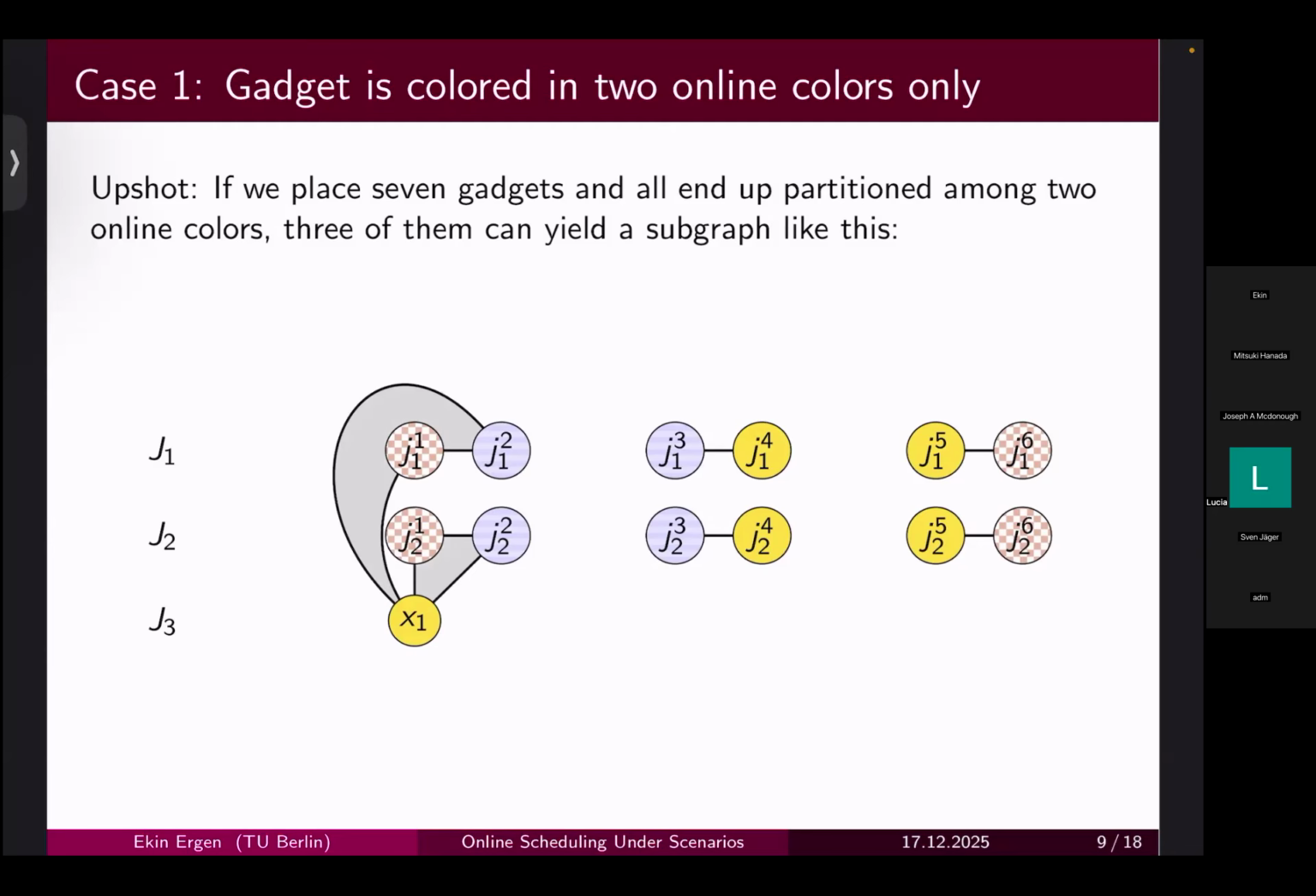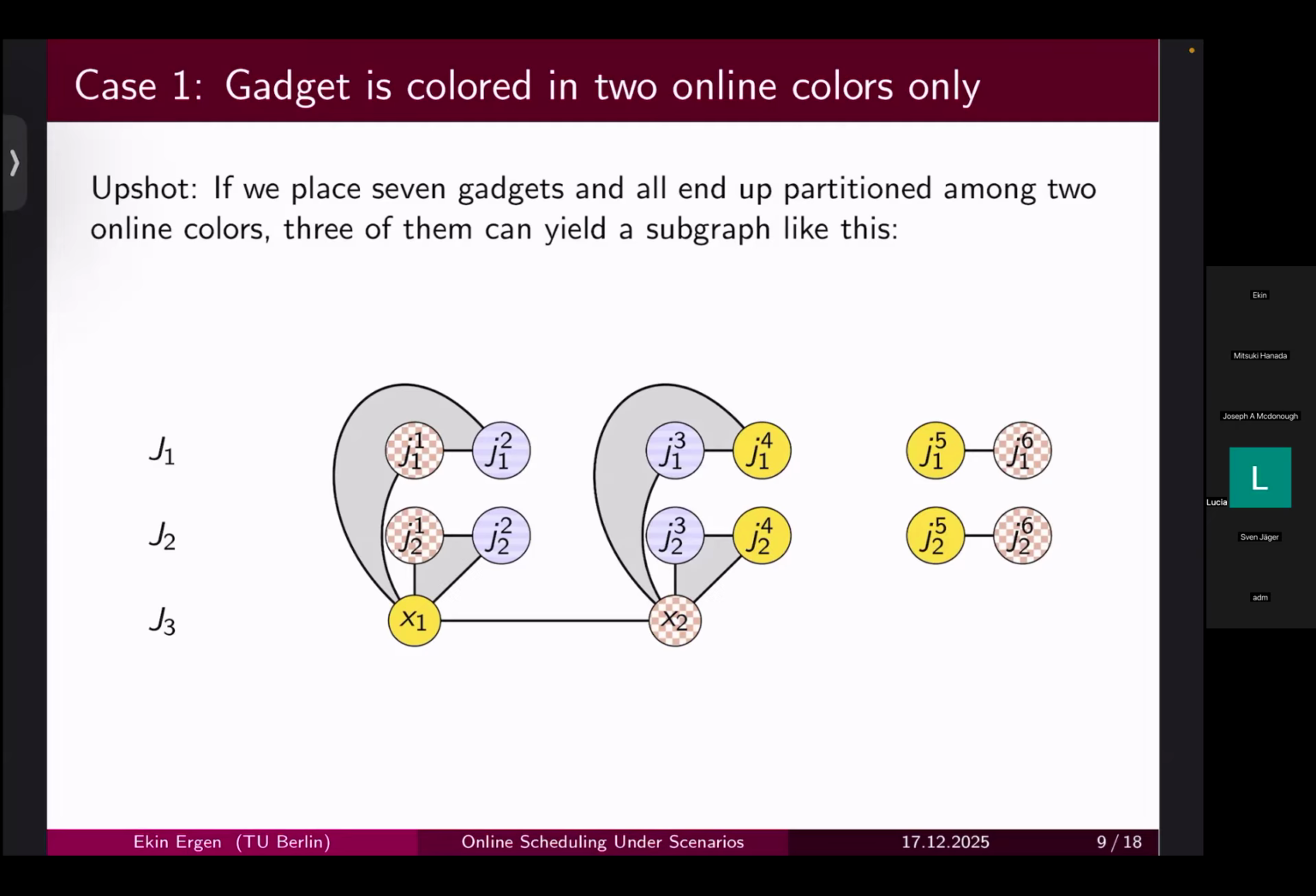And now, so that's 1. So far, the algorithm has survived it. Next, I reveal something like this that I also connect to x1, the most recent vertex, as well as the middle 2 subhypergraphs. And once again, the algorithm is forced to place it to the 3rd online color J3, but we can still color it red. And now you may notice something.